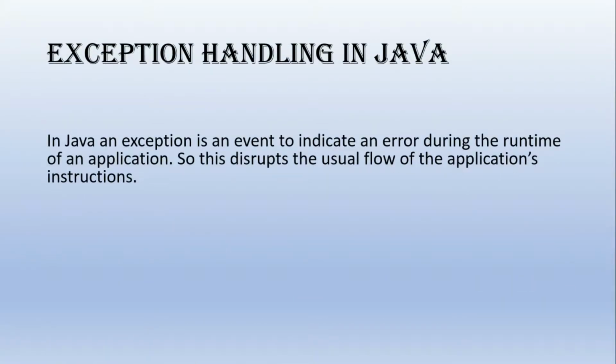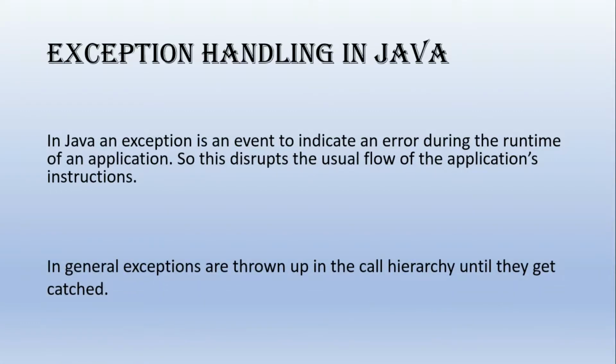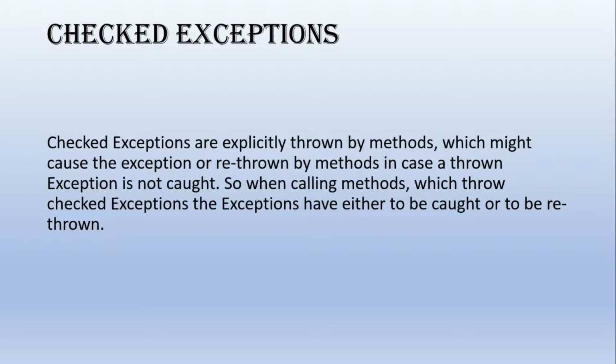Exception handling in Java. In Java an exception is an event to indicate an error during the runtime of an application. So this disrupts the usual flow of the application's instructions. In general, exceptions are thrown up in the call hierarchy until they get caught. Checked exceptions. Checked exceptions are explicitly thrown by methods which might cause the exception, or rethrown by methods in case a thrown exception is not caught. So when calling methods which throw checked exceptions, the exceptions have either to be caught or to be rethrown.